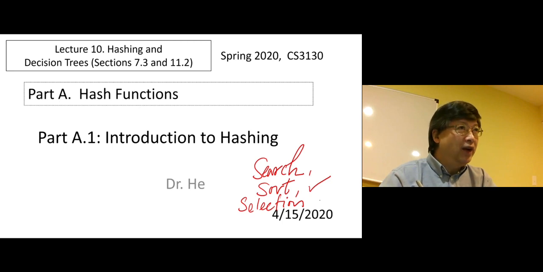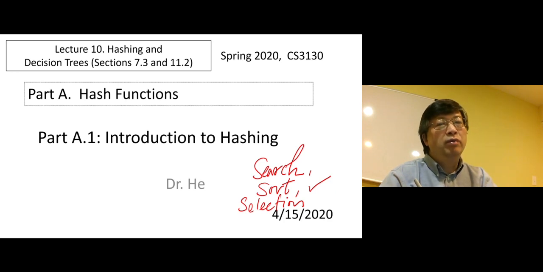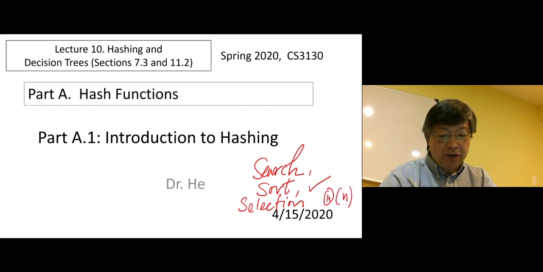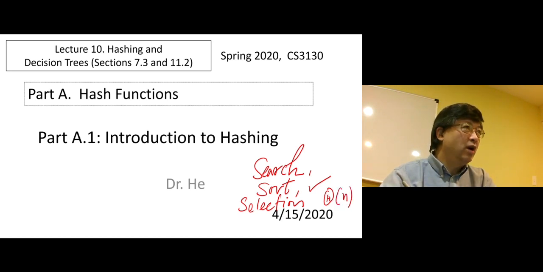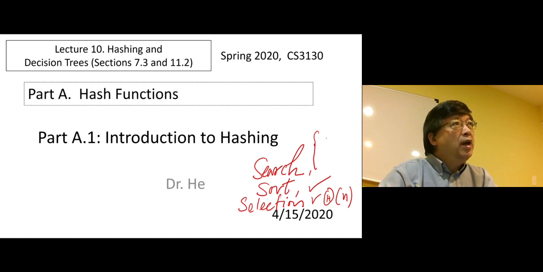Selection, we solved it, right? Remember, although we didn't discuss it too much, the whole problem is solved. We have a linear solution, so the whole problem is treated as solved. But for search, we have a lot of things to do. So let's look at how many algorithms we have learned so far for the search problem.